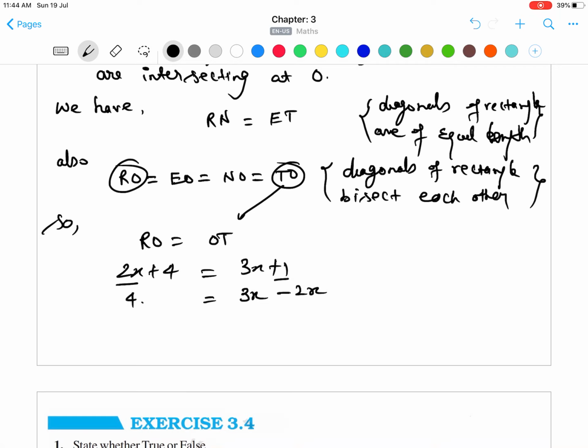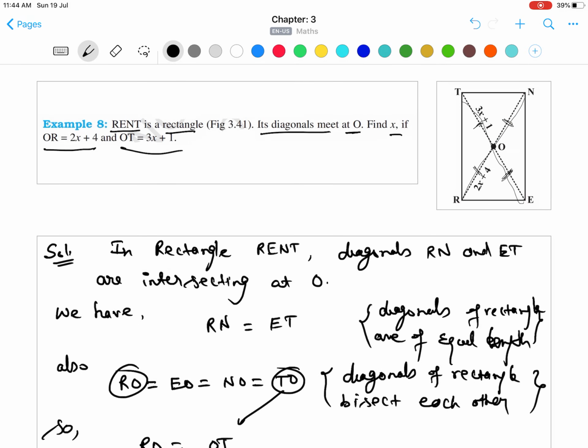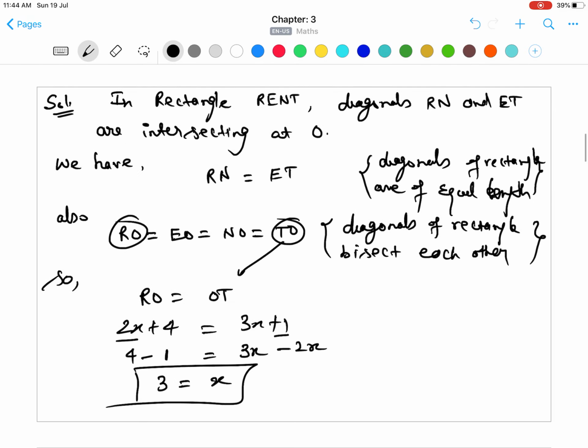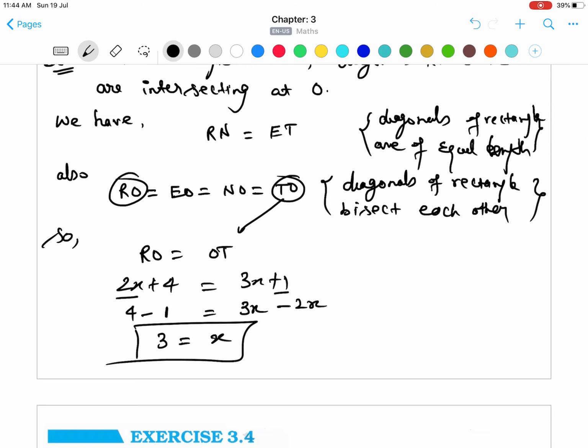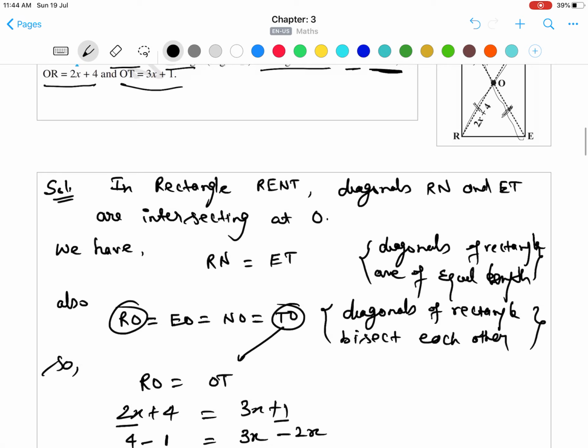Keeping this 4 here, we shift this plus 1 onto this side, and it becomes minus 1. So 4 minus 1 is 3. On the other side we have 3x minus 2x, which is x. So the value of x is 3, and that's what we were asked to find. That's the answer, or the solution, for example number 8.